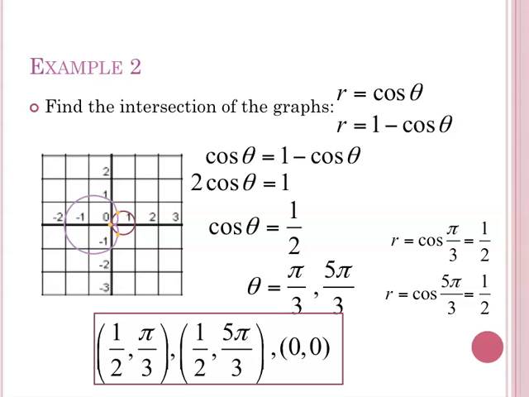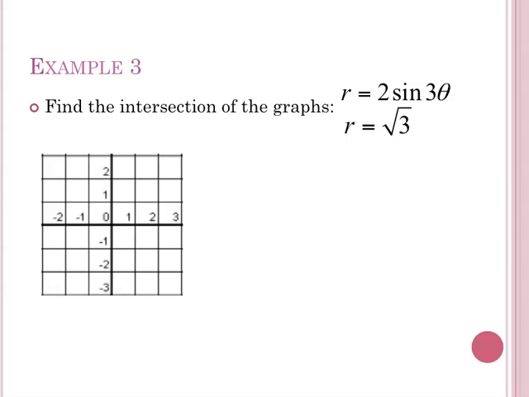All right, let's take a look at example 3. Find the intersection of the graphs r equals 2 sine of 3 theta and r equals the square root of 3. Okay, so r equals the square root of 3. I know it looks intimidating just because it is a square root, but this is really just r equals a number, which is going to simply be a circle with radius of square root of 3 that is centered at (0, 0). So square root of 3 comes out to be about 1.7, so we'll just sketch what that looks like here.